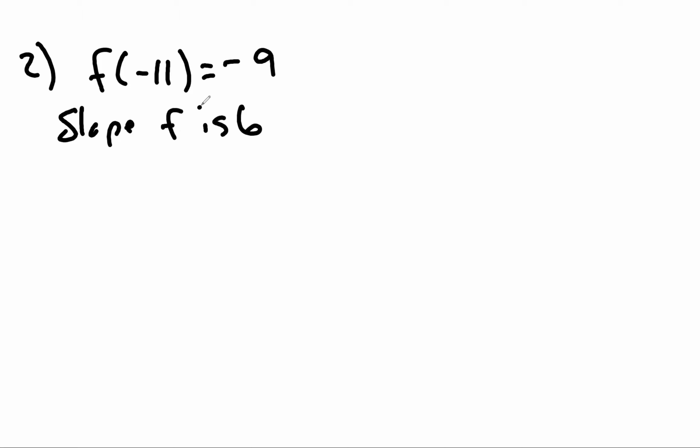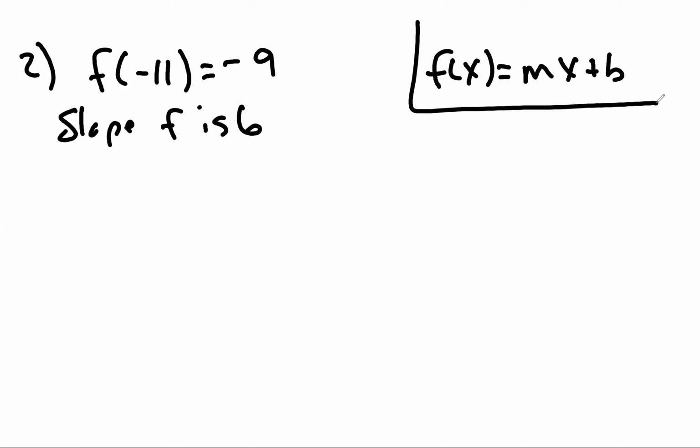They're going to give you this, f of negative 11 equals negative 9. And they're also going to tell you that the slope of the function f is 6. And the end goal, what we're trying to do, is it wants us to write a function that's in mx plus b form. Whatever I circle, I need it to look like this. That's what I need. Well, I definitely don't have that, but I have several pieces of that.